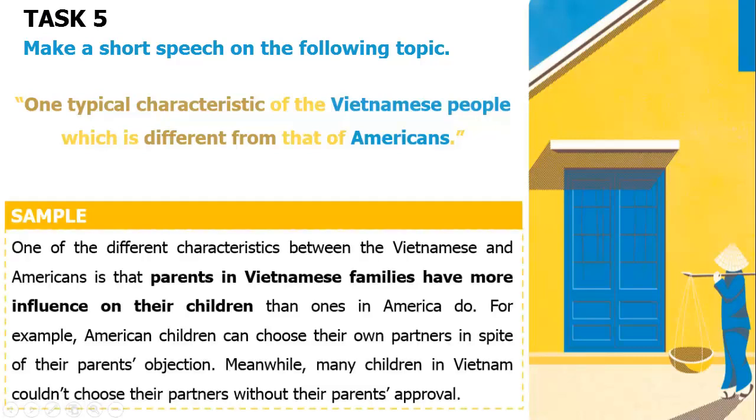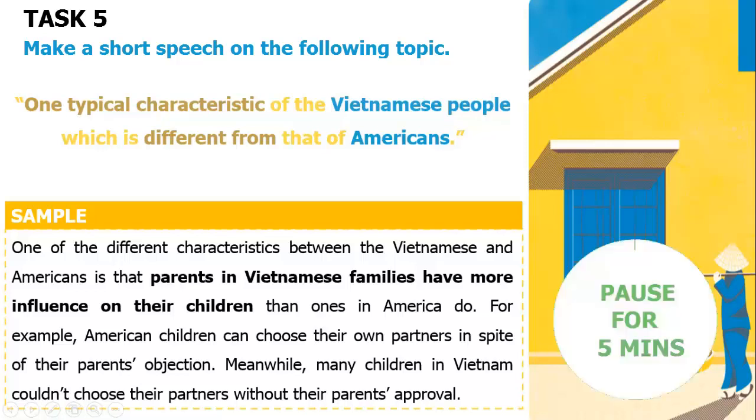One of the different characteristics between the Vietnamese and Americans is that parents in Vietnamese families have more influence on their children than ones in America do. For example, American children can choose their own partners in spite of their parents' objection. Meanwhile, many children in Vietnam couldn't choose their partners without their parents' approval. 5 minutes to do this task.